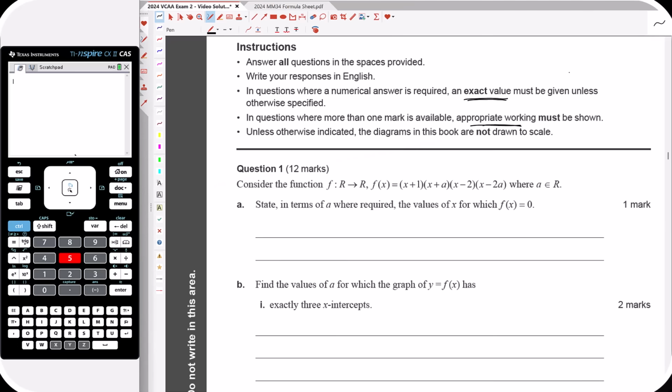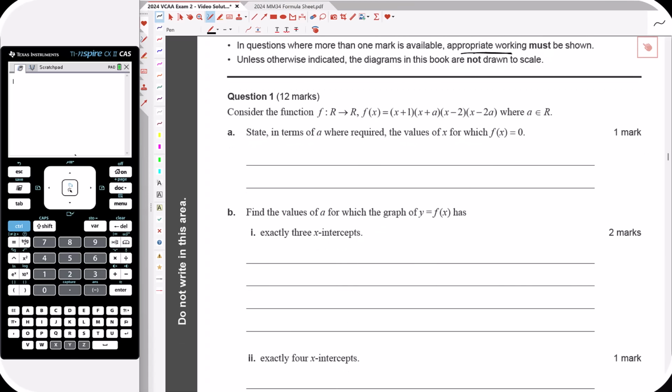Okay, let's clear our CAS from multiple choice, and let's get going. So consider the function. Okay, so f is potentially a quartic, depending on the value of a. No, sorry, it is a quartic regardless of a, but could have up to 4 x-intercepts, depending on the value of a. So state in terms of a, where required, the values of x for which f of x equals 0. Okay, it's a 1-mark question, so an answer is fine.